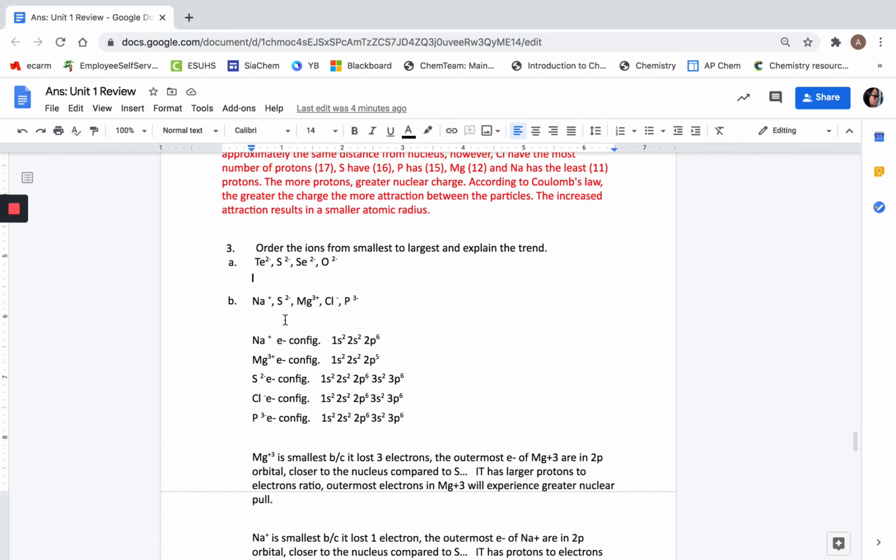Okay, let's look at this one. Te, Se, S, and O are all -2. They are in the same vertical grouping, so you will see O is on the top and Te is on the bottom. So we know which one is bigger and which is smaller by where they are. You can use the electron configurations to tell. So this O -2 is going to be smallest.